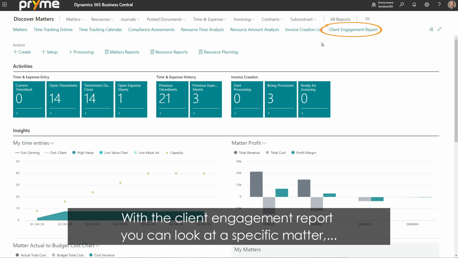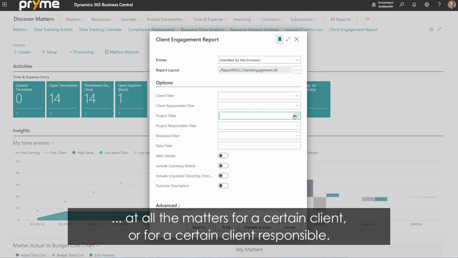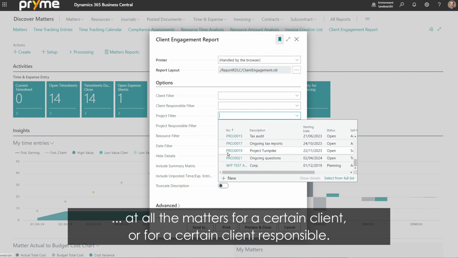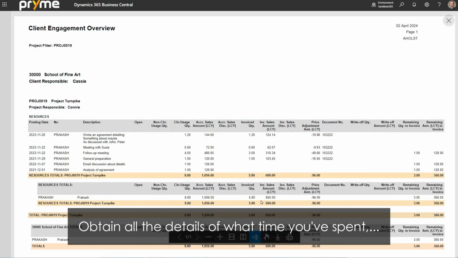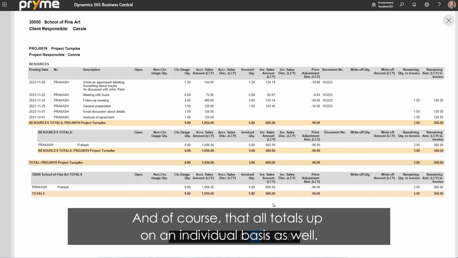With the Client Engagement Report, you can look at a specific matter, at all the matters for a certain client, or for a certain client responsible. Obtain all the details of what time you've spent. How much of it was invoiced at what rate? Did you give any discounts? Did you do any adjustments? What invoice does this time correspond to? And of course, that all totals up on an individual basis as well.